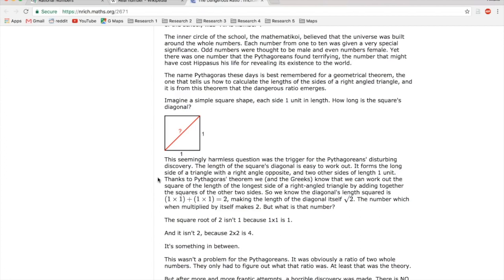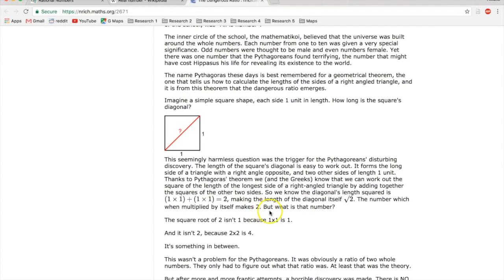Thanks to Pythagoras' theorem, we and the Greeks know that we can work out the square of the length of the longest side of a right-angled triangle by adding together the squares of the other 2 sides. So we know the diagonal length squared is 1 times 1 plus 1 times 1 equals 2, making the length of the diagonal itself the square root of 2. The number which, when multiplied by itself, makes 2.